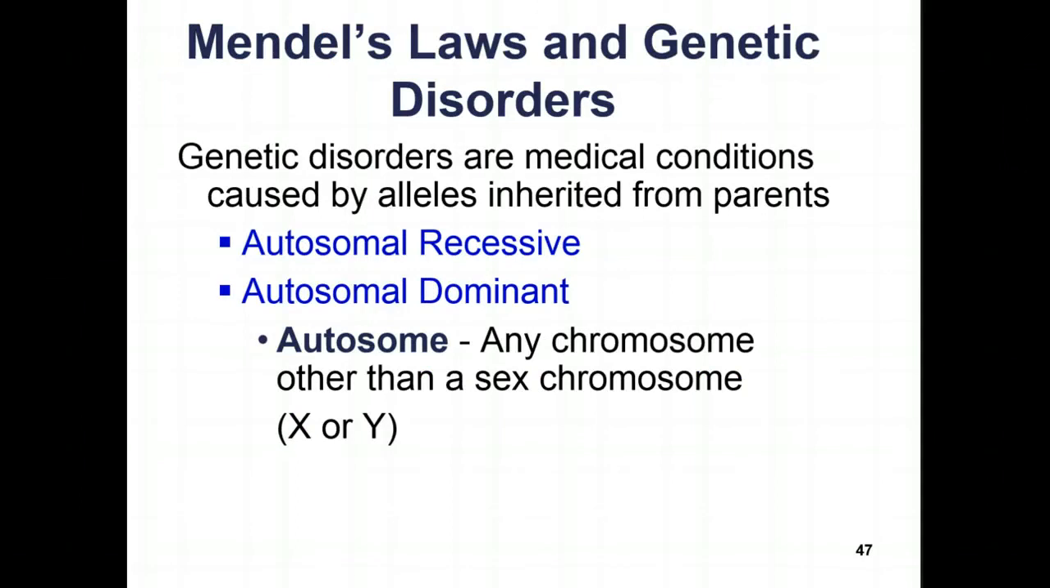So, just like body traits can be inherited through genetic rules, genetic disorders can be inherited by similar rules. Genetic disorders are medical conditions caused by alleles inherited from parents. These disorders can be autosomal recessive or autosomal dominant. An autosome, remember, is any chromosome other than the sex chromosomes.